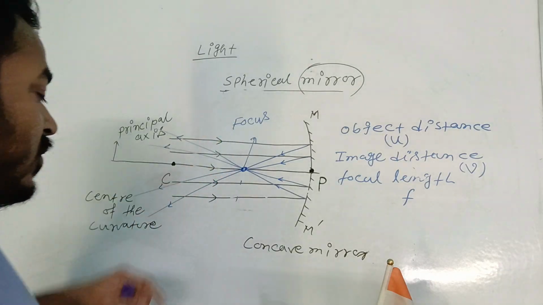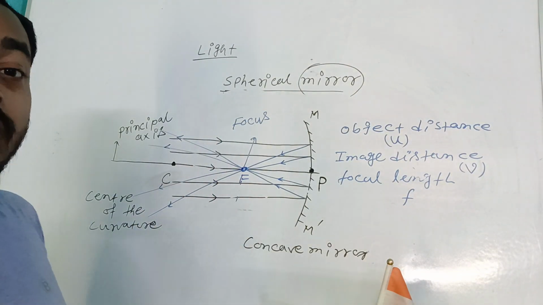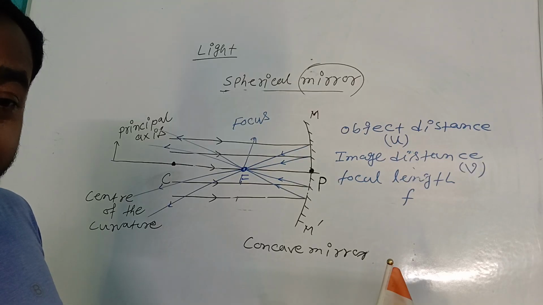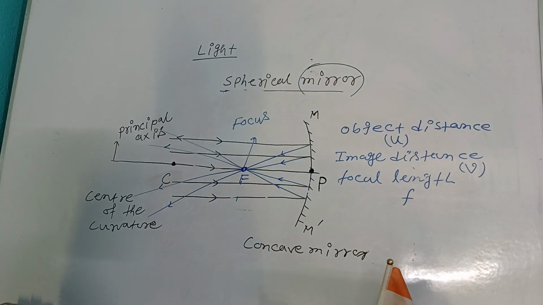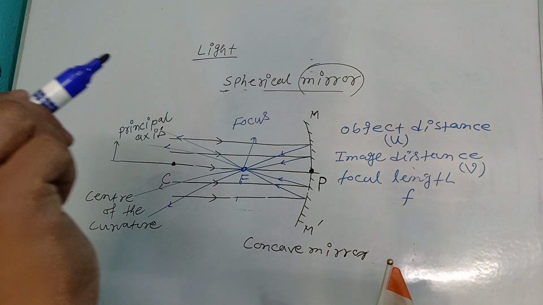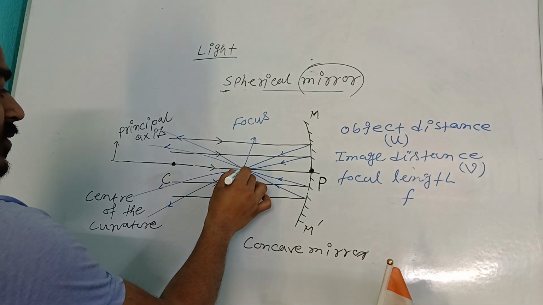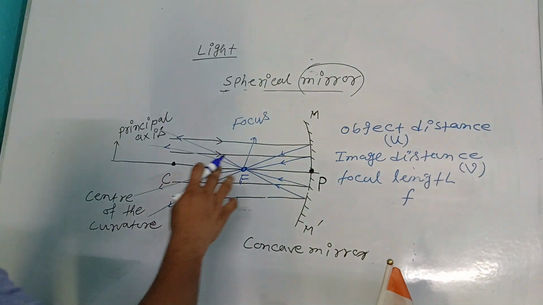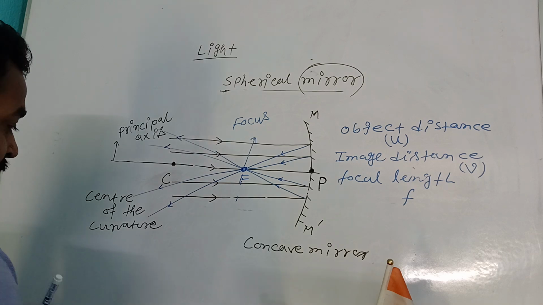So it is F for focus, and the capital F is written for a point. To give the name of a point we have to use a capital letter. From pure mathematics we know triangle ABC, we put capital A, capital B, capital C. So this is the concept.